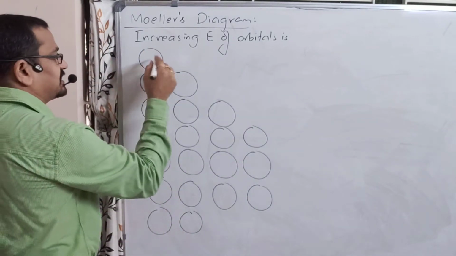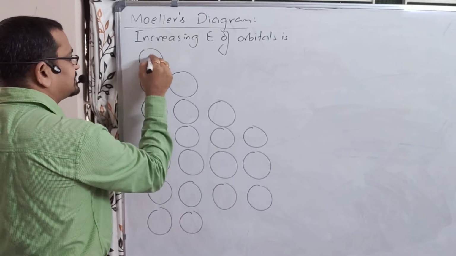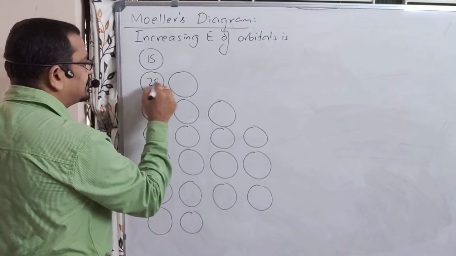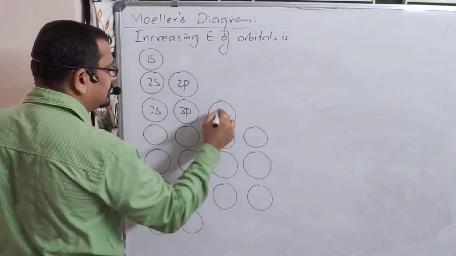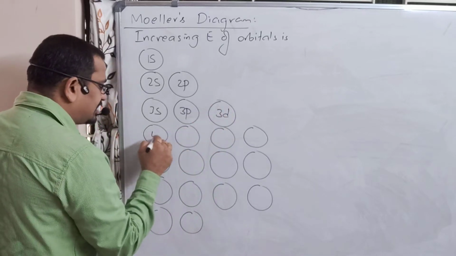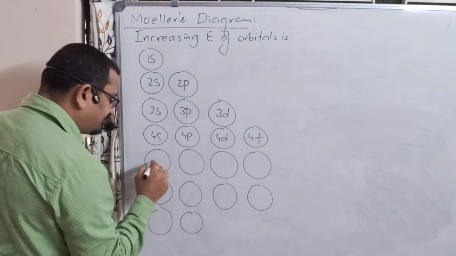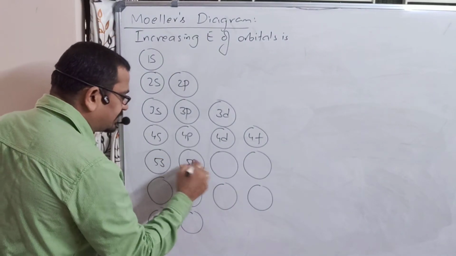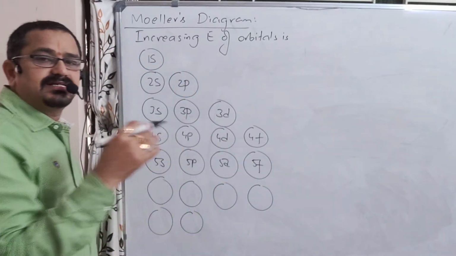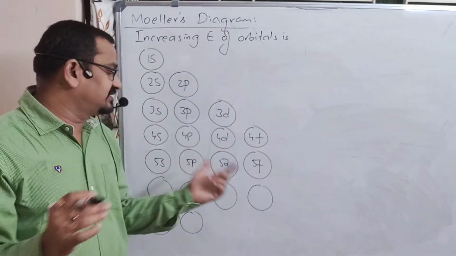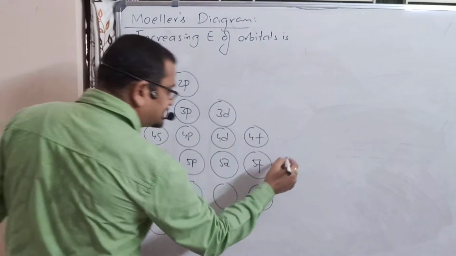You know that the first shell has only one subshell, that is 1s. Second shell has 2s and 2p. Third shell has 3s, 3p, 3d subshells. Fourth one has 4s, 4p, 4d, 4f. Fifth shell has 5s, 5p, 5d and 5f. Even 5g is also there, but such a big atom with a higher atomic number is not discovered so far. That's why this is hypothetical.